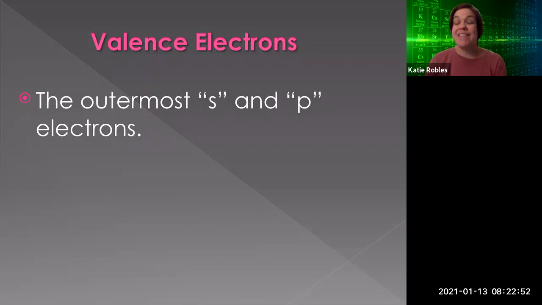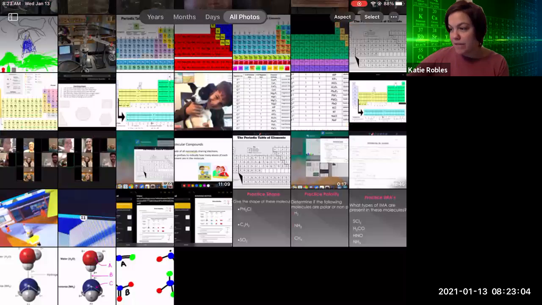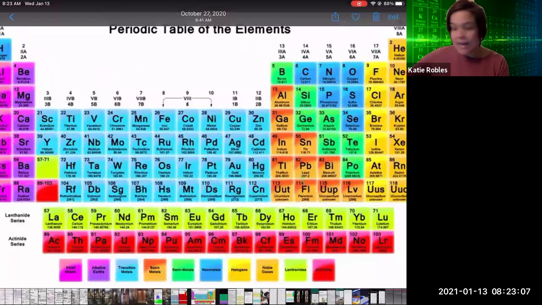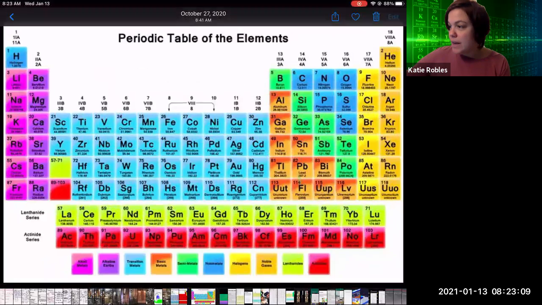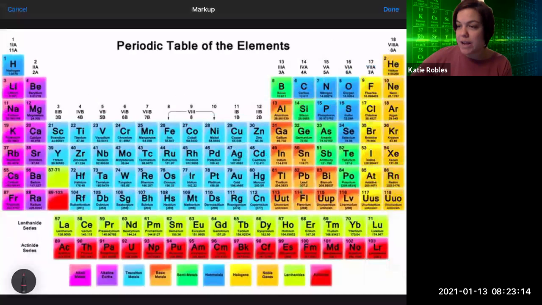The valence electrons are the outermost S and P electrons. So like Nikhil was asking about that periodic table, grab that periodic table, whatever it may look like. It doesn't matter which periodic table you have. And I want to make sure that we have all the same idea of what a valence electron is. So in this first column right here, these have one valence electron. Then we have two valence electrons, okay?